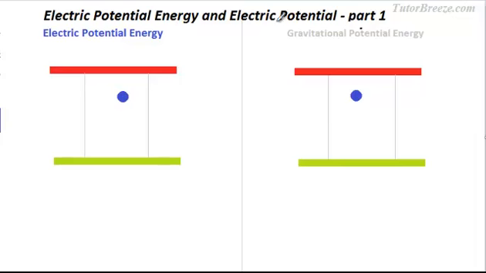So we want to learn what is electric potential, but for that we first need to understand what is electric potential energy. So first we will discuss what is electric potential energy and then move on to what is electric potential. Now, to understand electric potential energy, we'll take a look at gravitational potential energy.